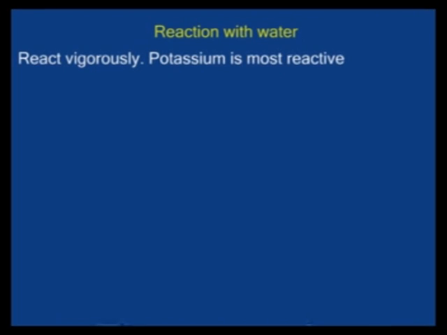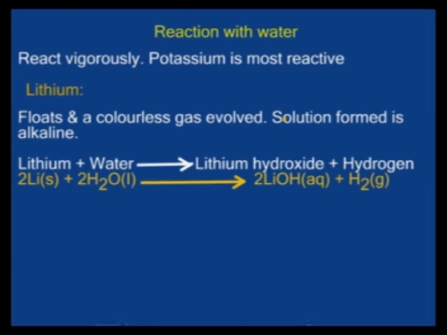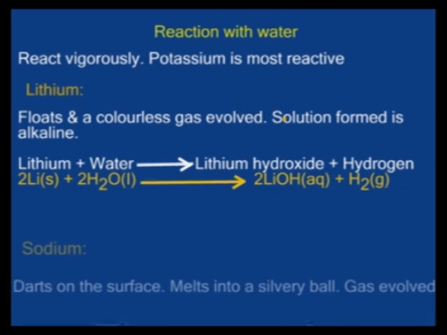How about water? Again, the reaction of alkali metals is vigorous, with potassium, of course, being the most reactive. Lithium floats on the water and a colorless gas is evolved. The resulting solution turns a litmus paper blue, suggesting it's alkaline. Sodium darts on the surface of the water as it melts into a silvery ball. A hissing sound is produced and hydrogen gas is evolved. The solution formed also turns a litmus paper blue. Take a look at the reaction of sodium with water.